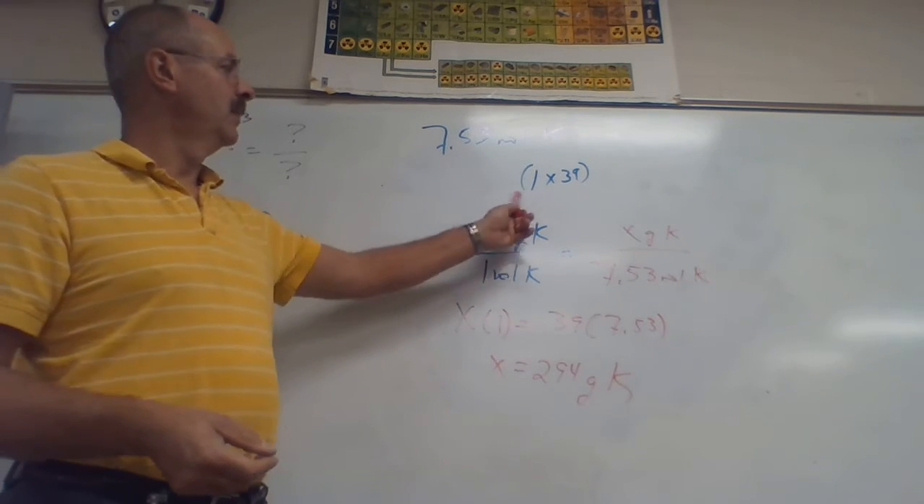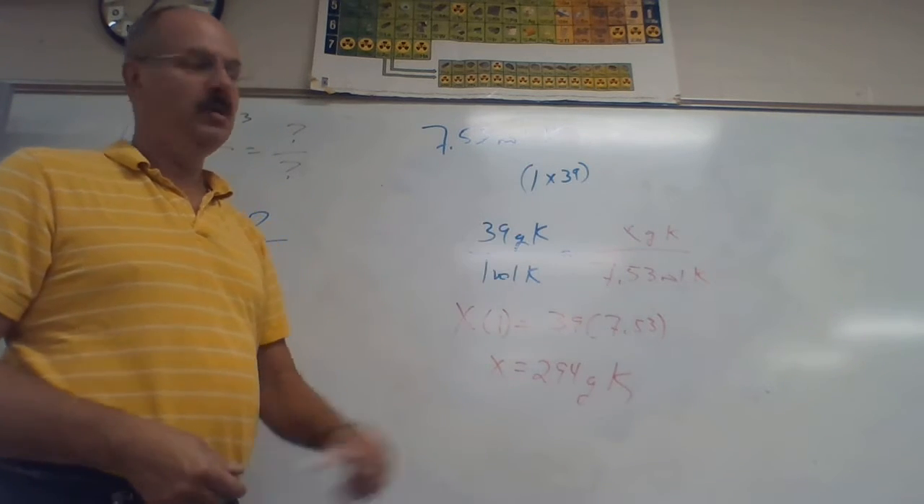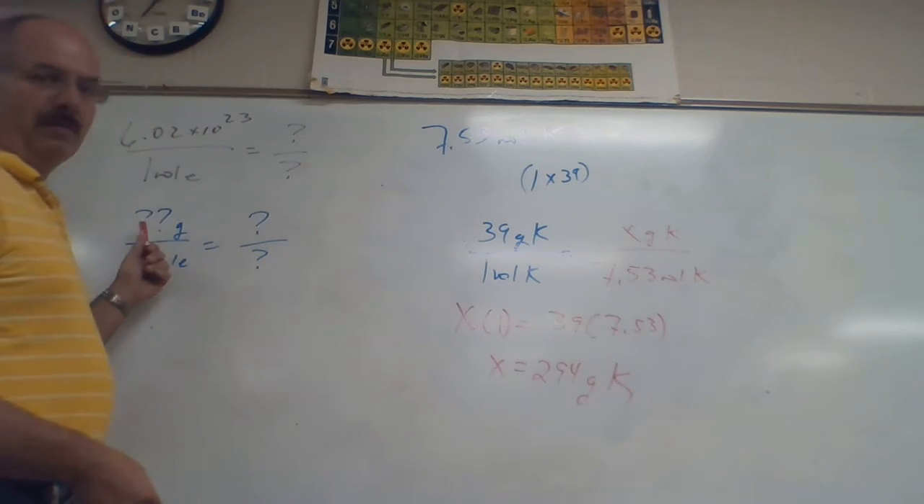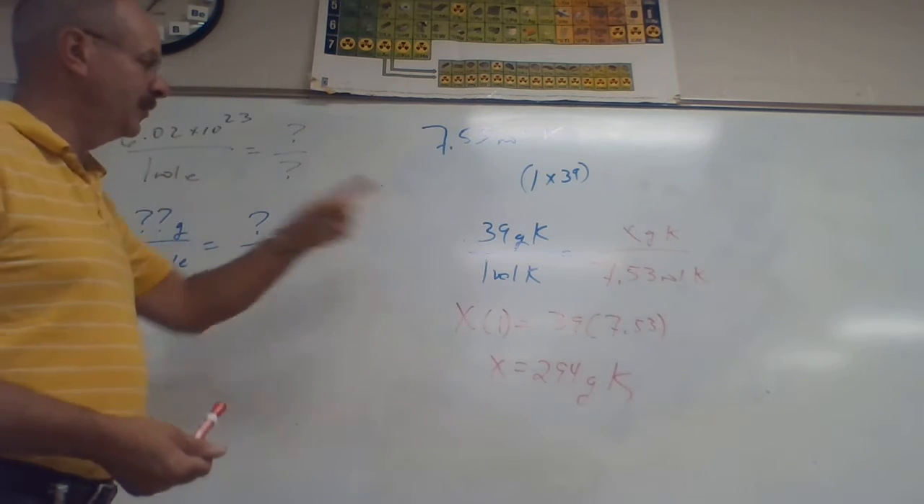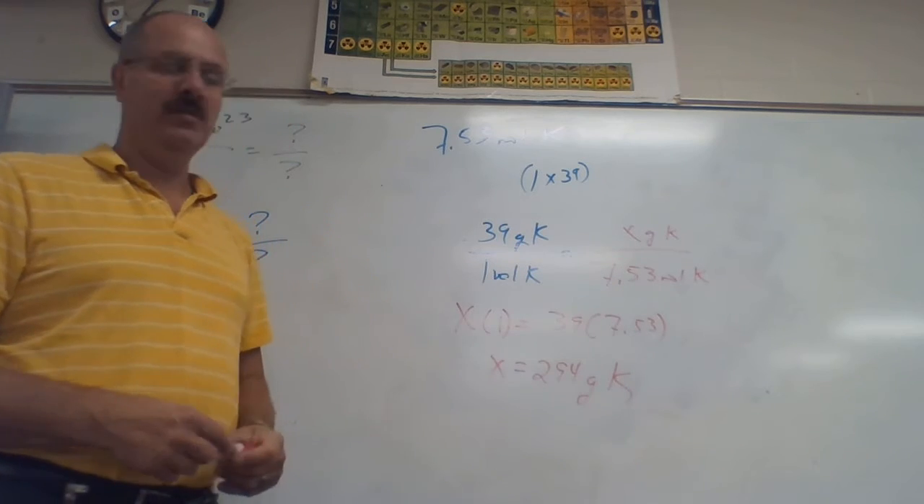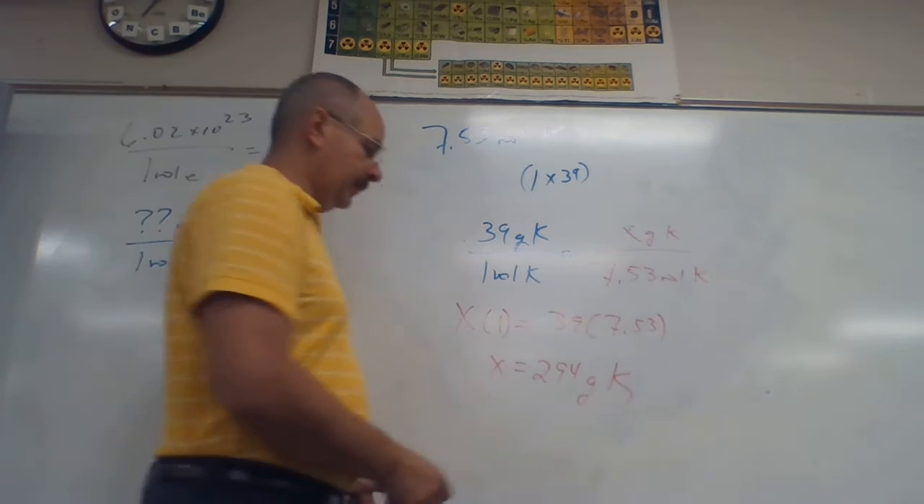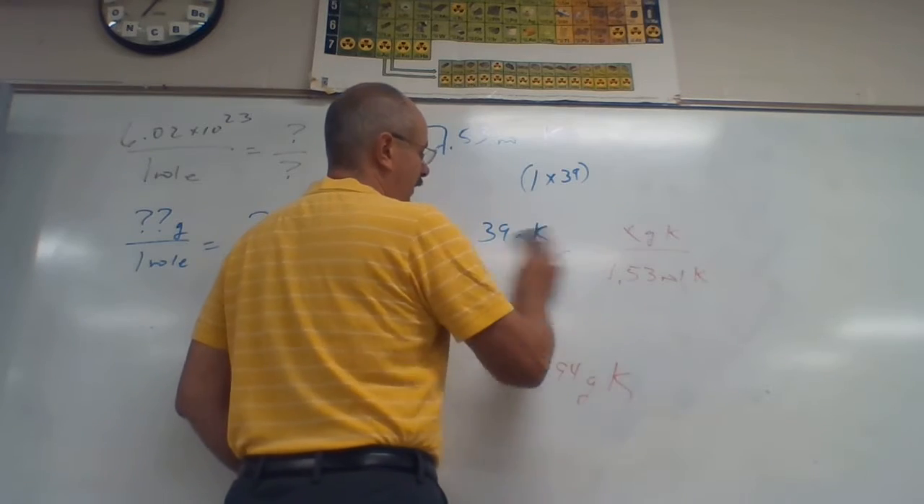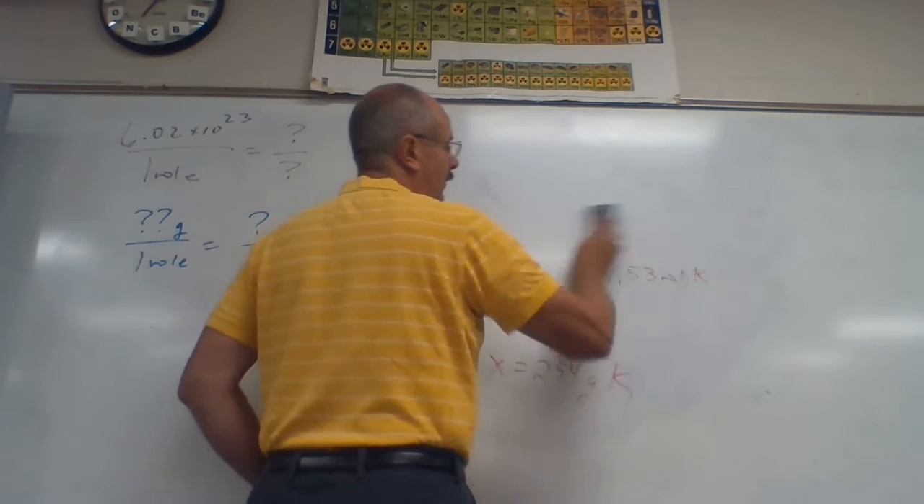So you had to first find the molar mass of potassium. Then you put that in the spot where the double question mark is, per 1 mole. And then, we don't have a full mole. We got 7.53 moles of it. And then solve for X. All right, let's move on to the next one.